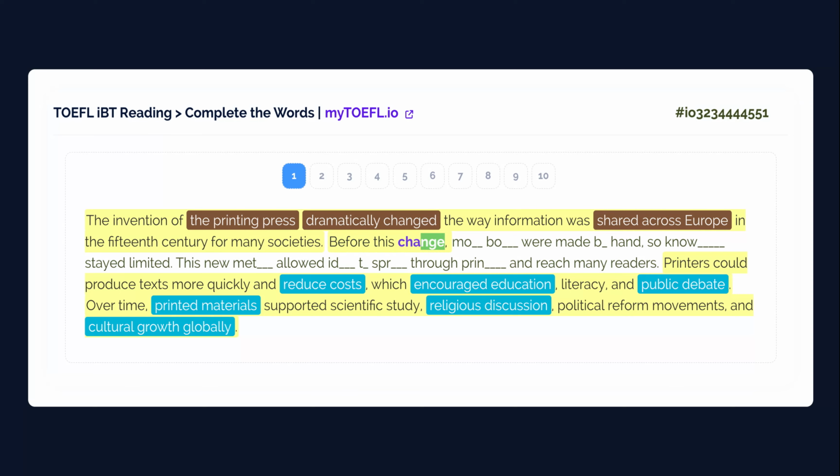Continuing with the same sentence, we are now looking at the quantifier that describes the volume of books produced by hand. Think about the frequency or quantity being expressed here. Before this change, mo. The question provides the letters M and O, followed by two blanks.